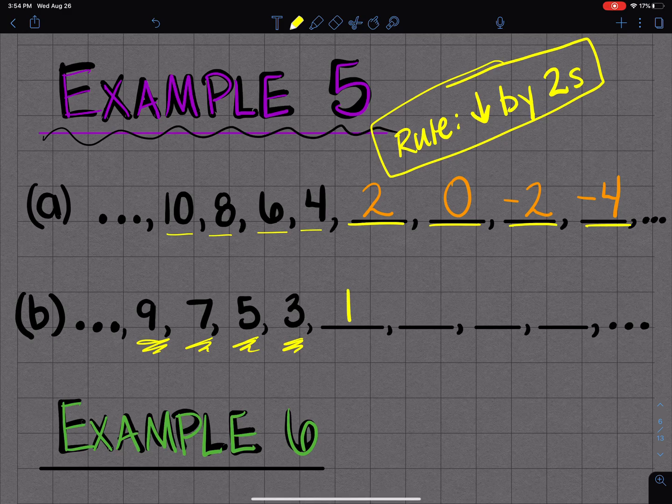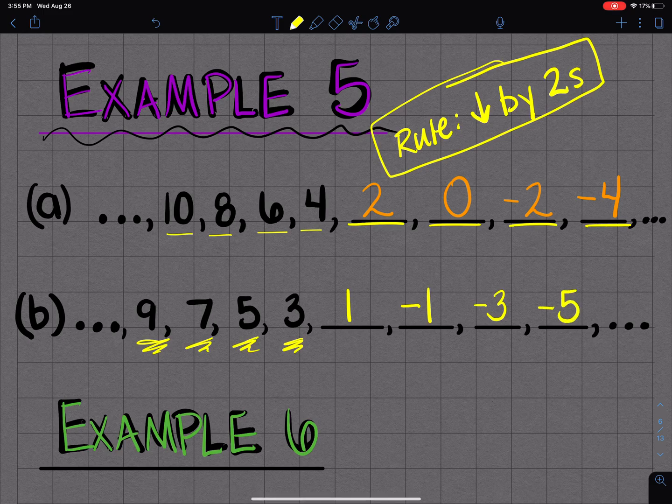And then what is 1 minus 2? 1 minus 2 is negative 1. Negative 1. What is negative 1 minus 2? Negative 1 minus 2 is negative 3. That's correct. What's negative 3 minus 2? Negative 3 minus 2 is negative 5. Negative 5. You got it.